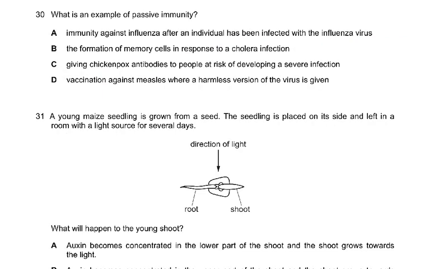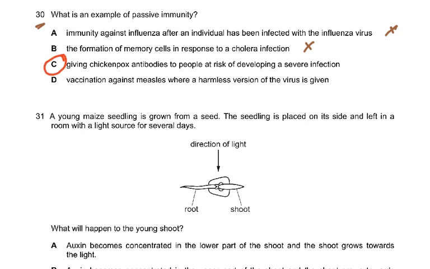Now question number 30, what is an example of passive immunity? Immunity against influenza after an individual has been infected with the influenza virus. No, you do not have any disease. Your lymphocytes, in fact, do not make antibodies. We get ready-made antibodies. So this one is wrong. The formation of memory cells, no, that is again wrong.